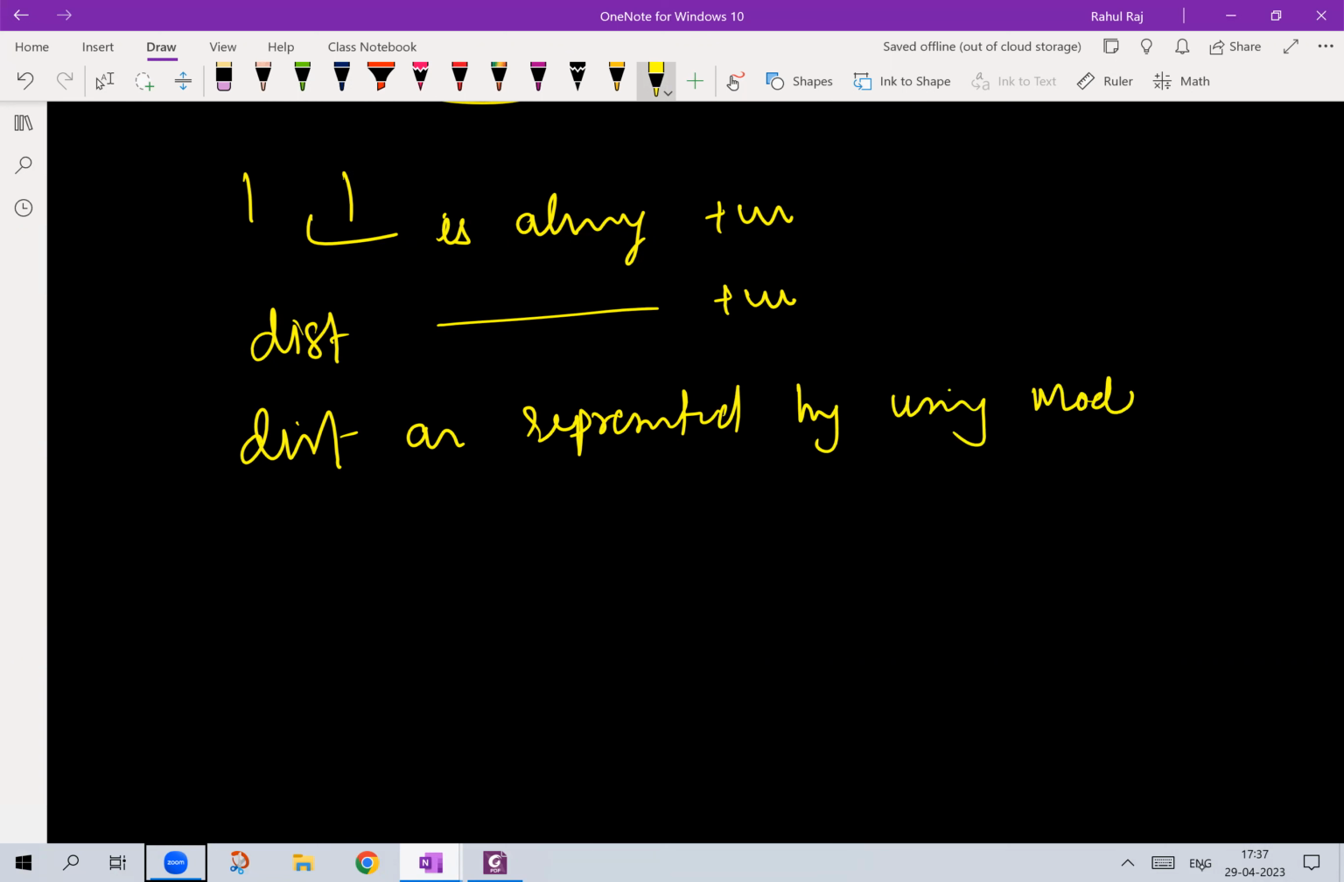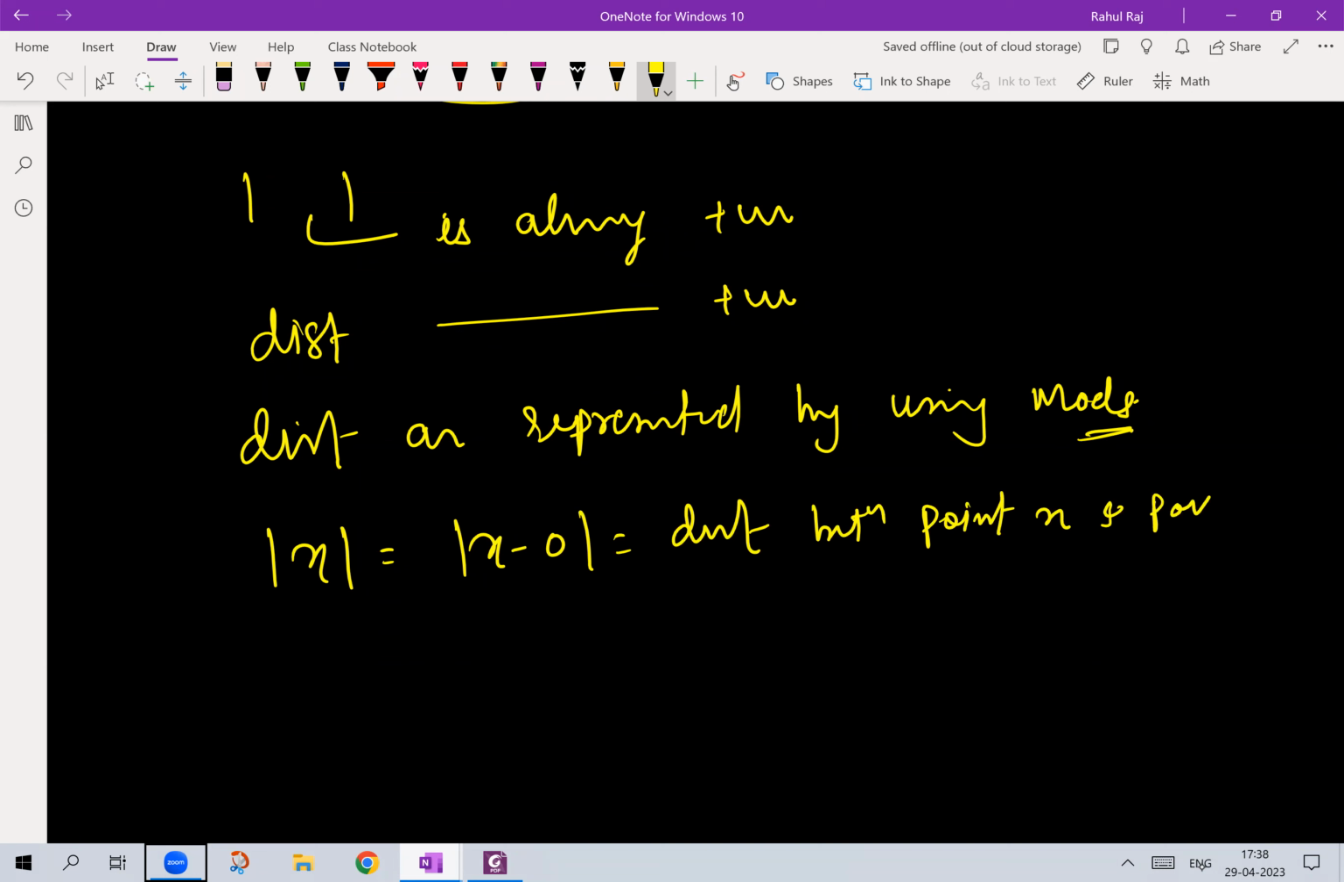This will be used hugely in the number line chapter. So please understand what is mod x. Mod x is nothing but mod of x minus 0. And this is nothing but the distance between point x and point 0 on the number line. What is mod of x minus 5? This is the distance between point x and point 5 on the number line. Be very sure about it.